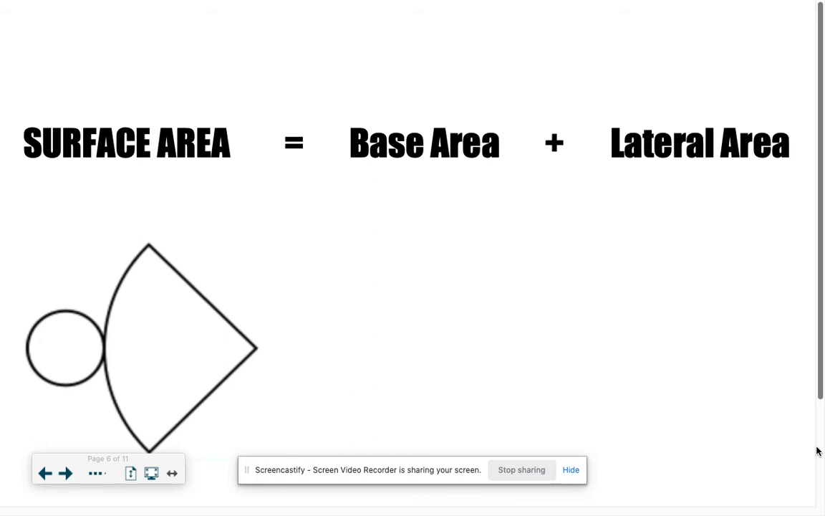Those are just some formulas. Would it be pi r squared for the base? Well, what is our base shape? A circle. How do you find the area of a circle? Radius squared times pi. Yep, pi r squared. So that's your base area.